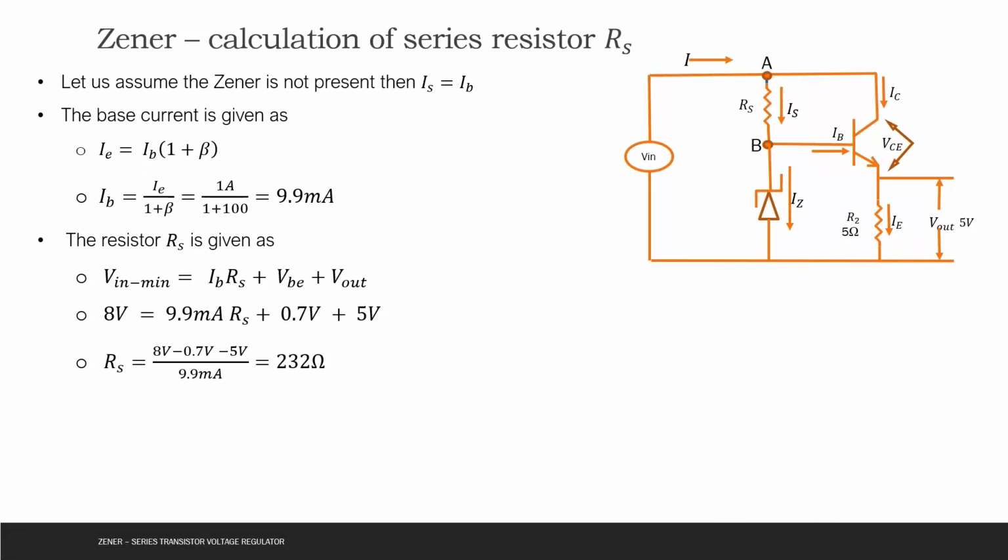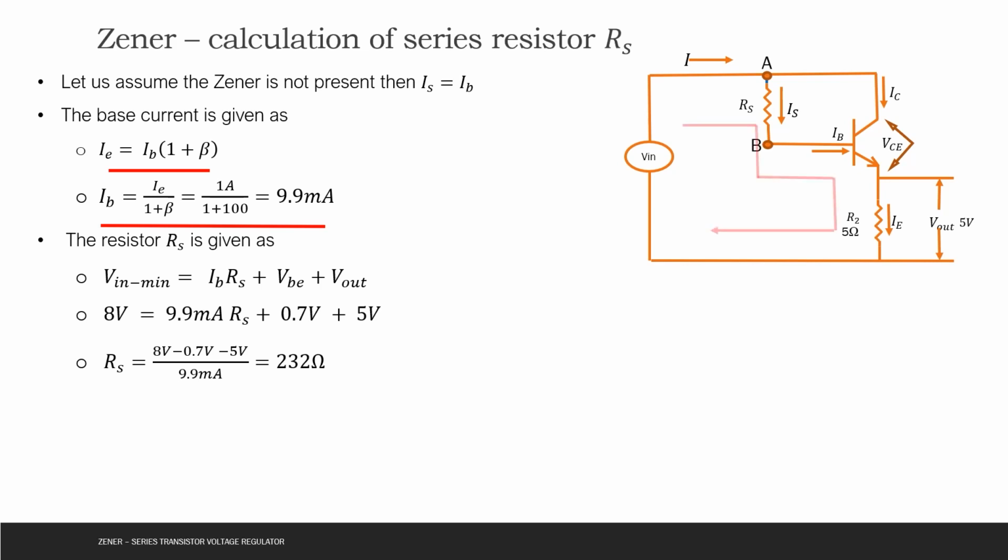Let us first assume that the Zener is not present in the circuit. Now, with this, Is is equal to Ib. With a load of 5 ohms, required Ib can be calculated. We know that IE is equal to Ib into 1 plus beta. Then, base current is given as IE by 1 plus beta. This results in 9.9 milliamps.